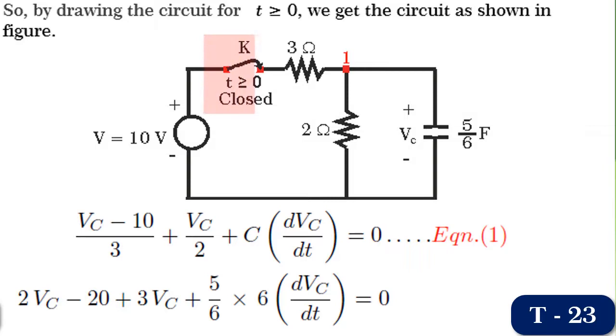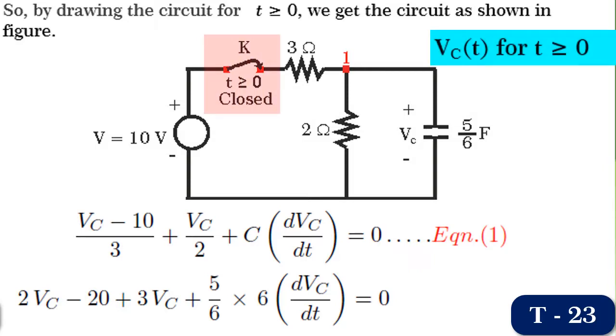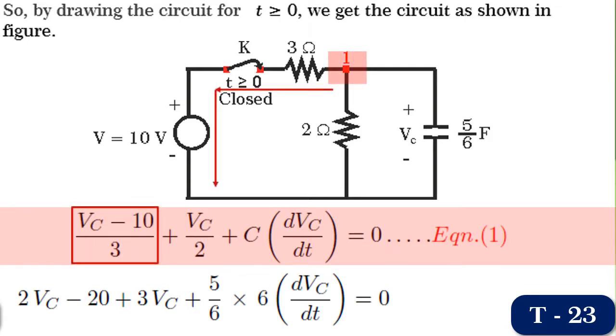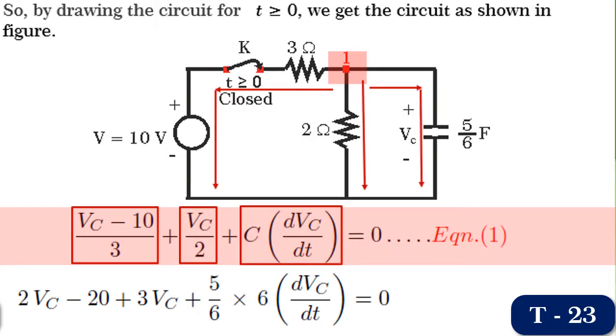You find that the switch K is closed. Friends, we want Vc of t. You find that this Vc of t is the voltage of node 1. So, by writing the nodal equation for node 1, we get (Vc minus 10) divided by 3 plus Vc by 2 plus C into dVc by dt is equal to 0.